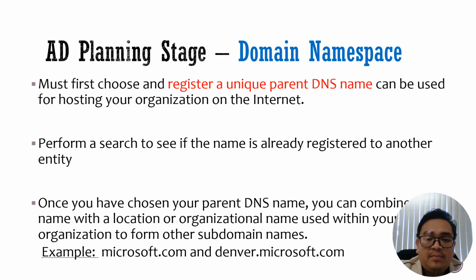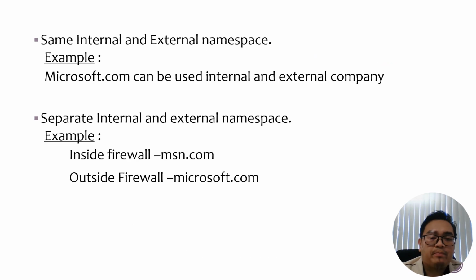Next stage is AD planning stage for the domain namespace. You must first choose and register a unique parent DNS name that can be used for hosting your organization on the internet. And then a search can be performed to see if the name is already registered by another entity. So once we have chosen the DNS name, we can combine the name with a location or organization name to form the subdomain. For example, Microsoft.com or Denver.Microsoft.com.